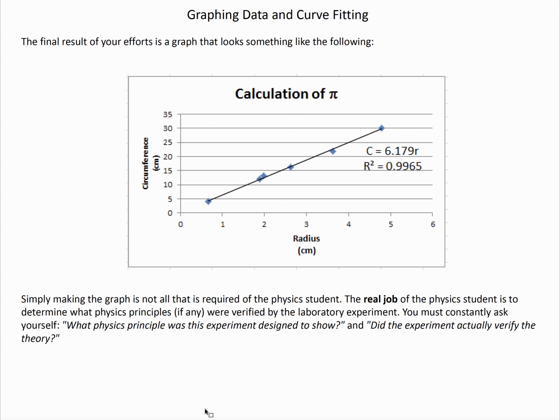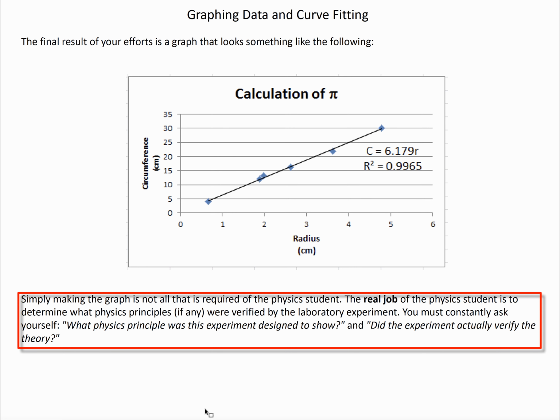Simply making the graph is not all that's required of the physics student. The real job of the physics student is to determine what physics principles, if any, were verified by the laboratory experiment. You must constantly ask yourself, what physics principle was the experiment designed to show? And did the experiment actually verify the theory?